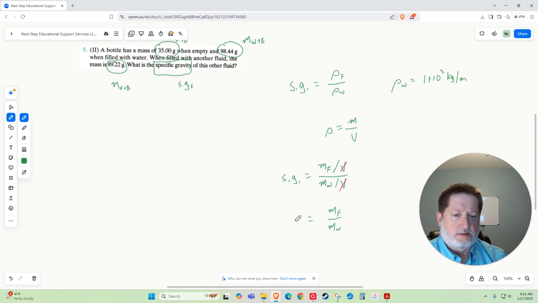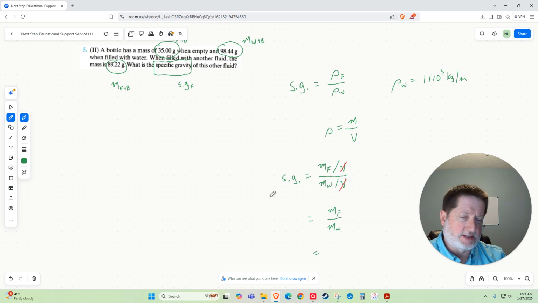You can do this separately if that gives you some heartburn. Remember, specific gravity is a dimensionless ratio, so it should make sense that these masses are canceling. The fact that these are in grams is not an issue because they're the same unit, so they will cancel, and I don't need to do any conversions to kilograms or anything like that.